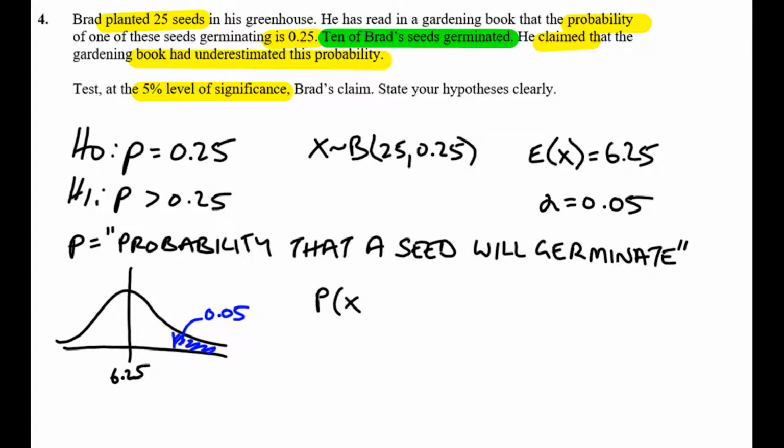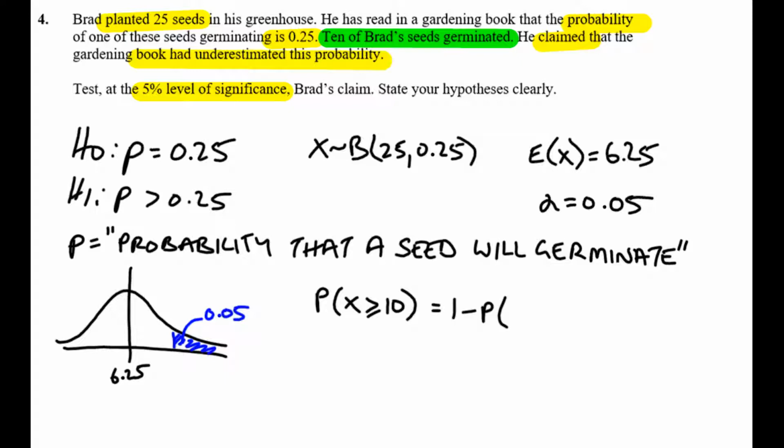So what is the probability X? Okay, so 10 of Brad's seeds germinated. It was more than he expected. He expected only 6.25 of them to germinate based on this binomial distribution. So we're going to test what if it was 10 or even more. Since we're already above the expectation, we're going to go even further above the expectation. And this is what we're calculating.